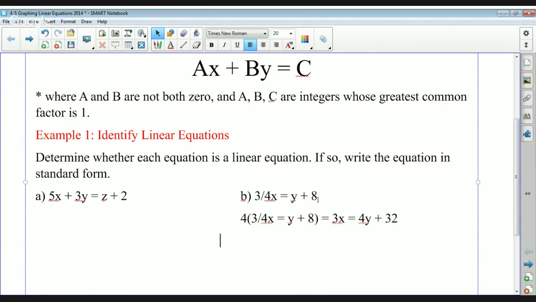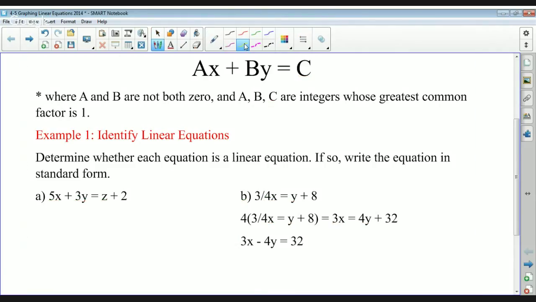Standard form has the x's and y's on the left side, and the c is the only thing on the right. So how do we get the 4y from the right side to the left? It's being added to 32, so we have to perform the opposite and subtract it from 32. And this is our final answer.